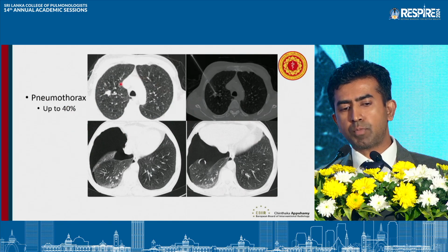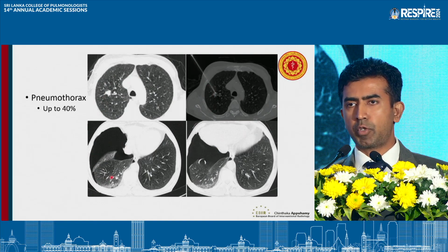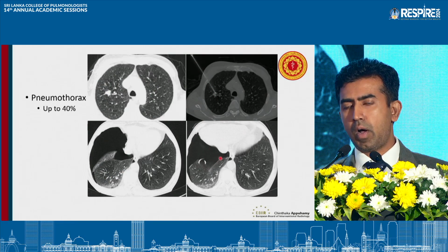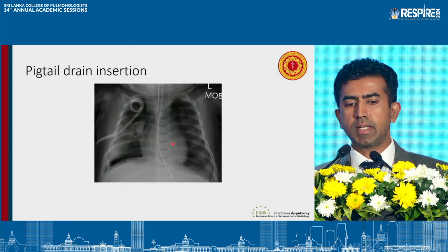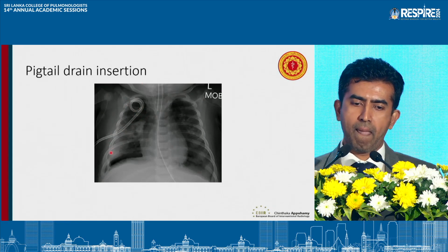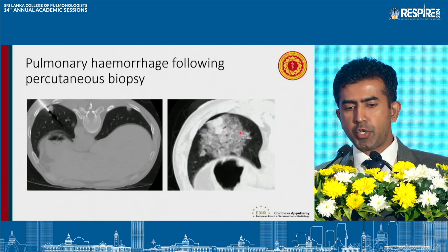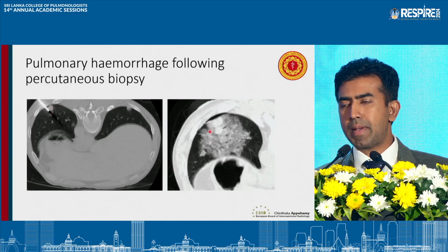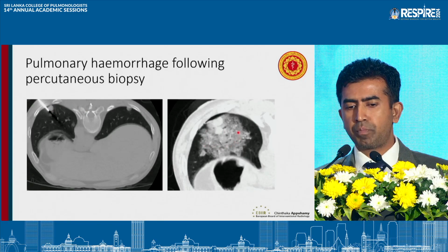In this patient with a small nodule, a targeted biopsy was taken. Following that, the patient developed a massive pneumothorax with tension, and it was subsequently relieved with a pigtail insertion in the same setting. This is how you see the inserted pigtail on a chest radiograph. Pulmonary hemorrhage is another complication. Following this biopsy from this nodule, there was a massive intraparenchymal hemorrhage, and there is consolidation and a small pneumothorax at the periphery. This was conservatively managed.